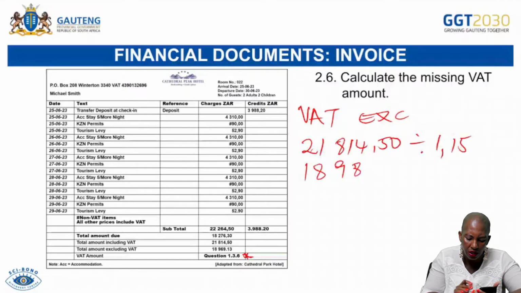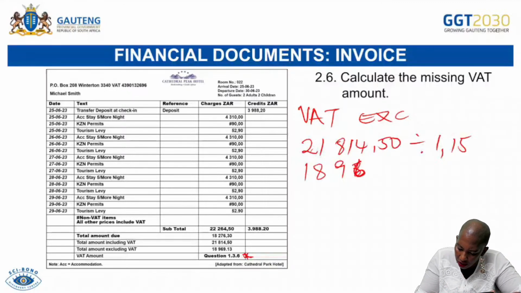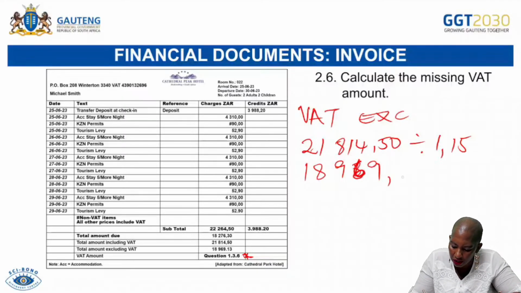18,986. Let me quickly do it. I can't see clearly here. 21,814 rand 50, then I divide it by 1.15. It will give me 21,814.50 divided by 1.15. Then it will be 18,969, not 9. Sorry, boys and girls. It is 18,969 rand 13. Because it's money, I just round it off to 2 decimal places.